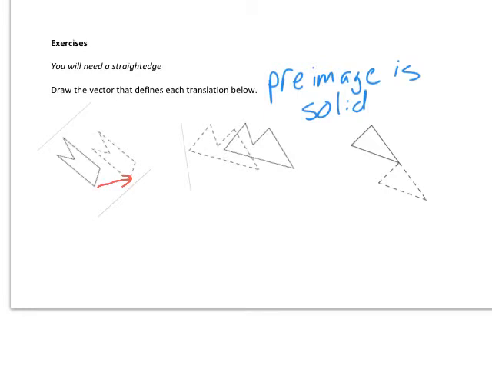The second one, you pick any point and draw a ray to its corresponding point. There's that vector. The third one, the vector can be represented right here, but anywhere, any point drawn to its corresponding point, and you're going to have parallel lines. So that's pretty easy.